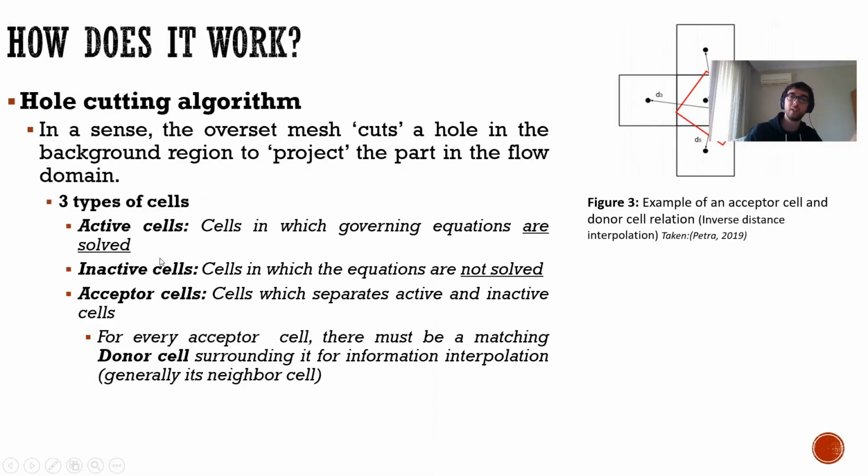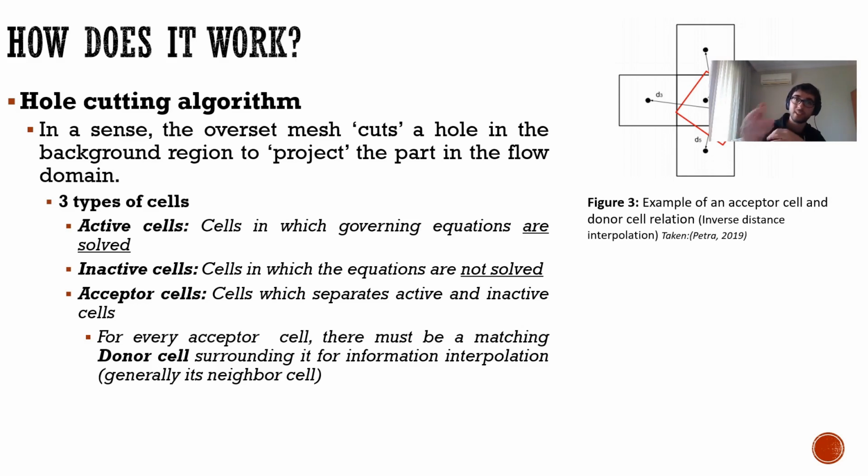So how does it work? It works with a hole cutting algorithm, and in figure 3 you can see how it works, and I will explain it better now. In a sense, the overset mesh cuts a hole in the background mesh, and by this cutting, it can project the part inside the overset mesh onto the background domain, the background region, let's say. So there are two regions, the overset region and the background region. So the overset mesh will project its part to the background region.